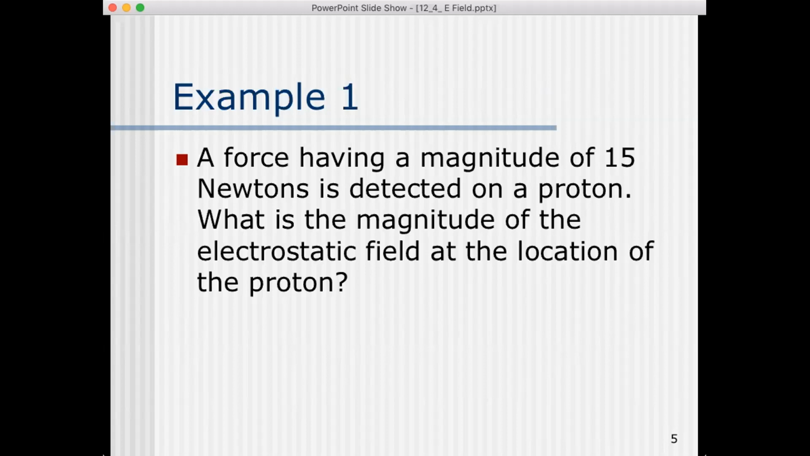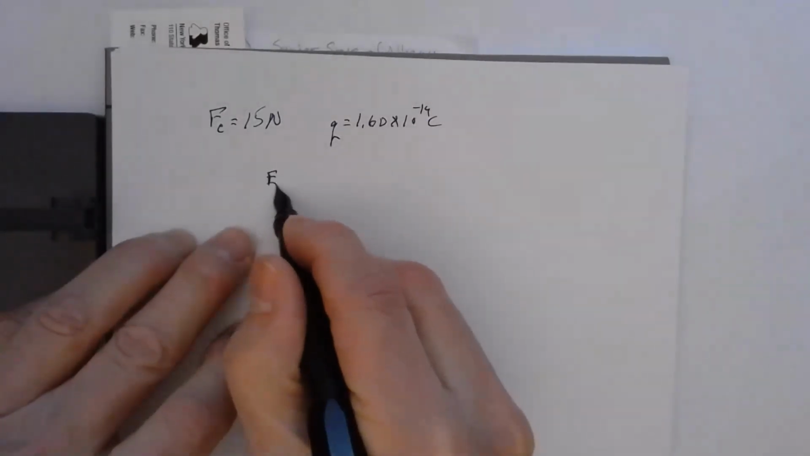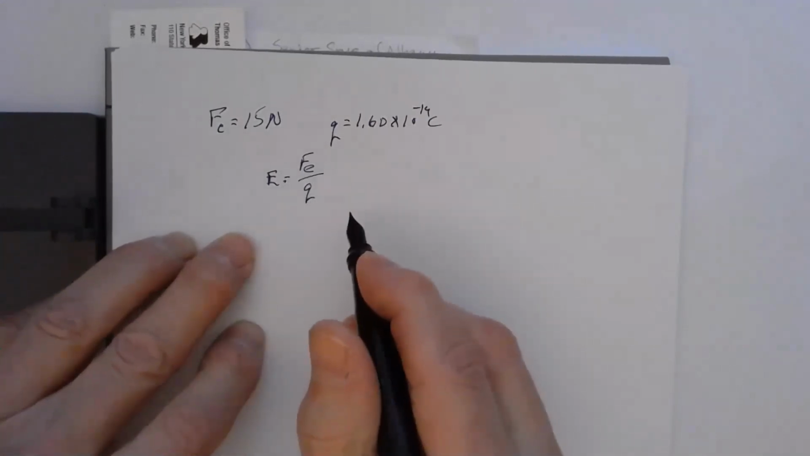Well, here's what we do. Let's go back to the slide. You can see that I wrote down the important points here. We're going to use the formula E equals Fe over q.